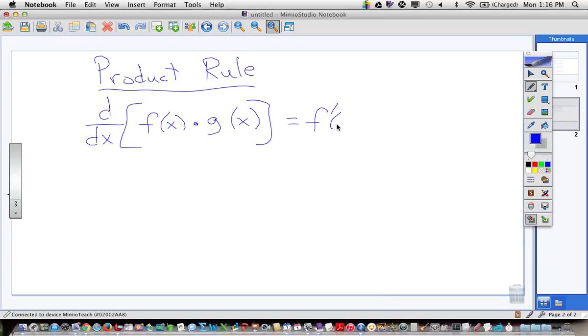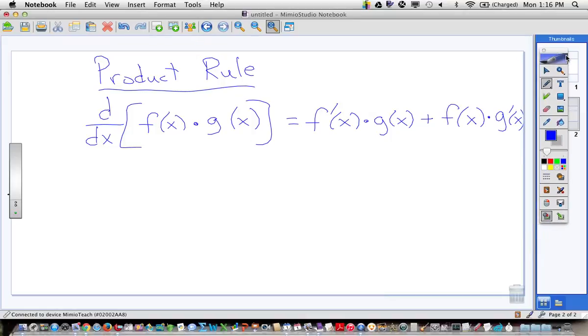f prime of x times g of x. And let's just keep it in this order, but you're right, I could switch those around. I'm going to go f of x times, and then g prime. That's just kind of how it's usually written, but you're right. Since we're adding, the order doesn't matter. Since we're multiplying each of those things, you can flip them, that'd be fine. But that's what the rule says.